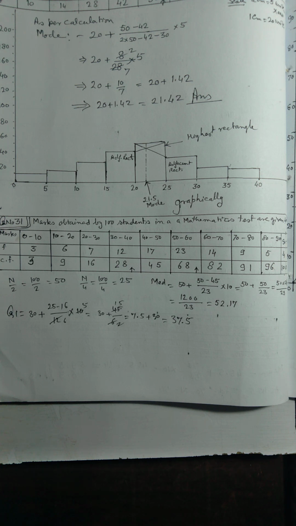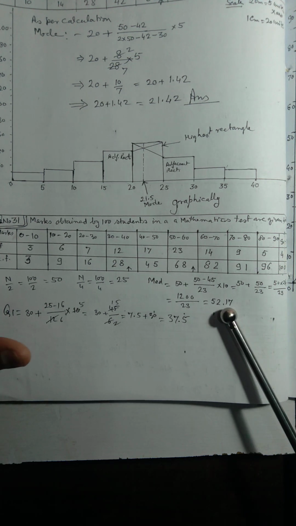The marks are 0 to 10, 3 students; 10 to 20, 6 students; 20 to 30, 7 students; 30 to 40, 12 students; 40 to 50, 17 students; 50 to 60, 23 students; 60 to 70, 14 students; 70 to 80, 9 students; 80 to 90, 5 students; 90 to 100, 4 students. You see here.